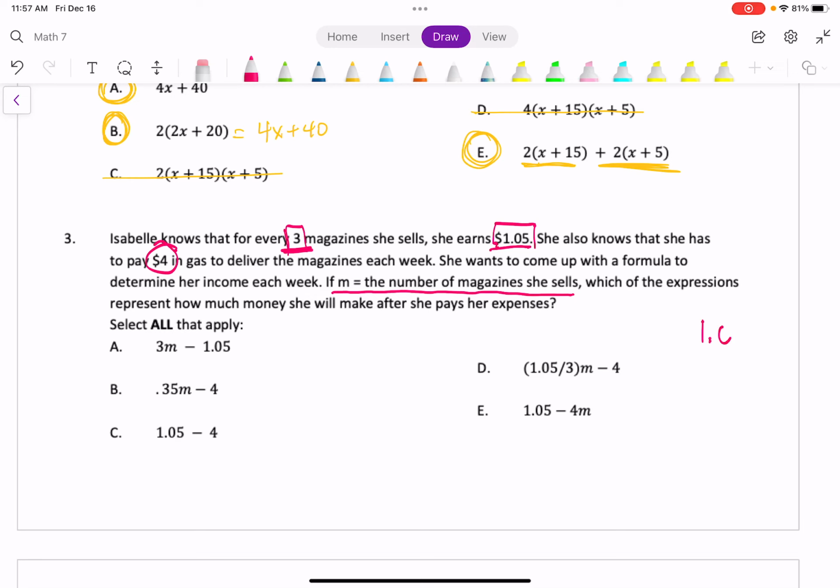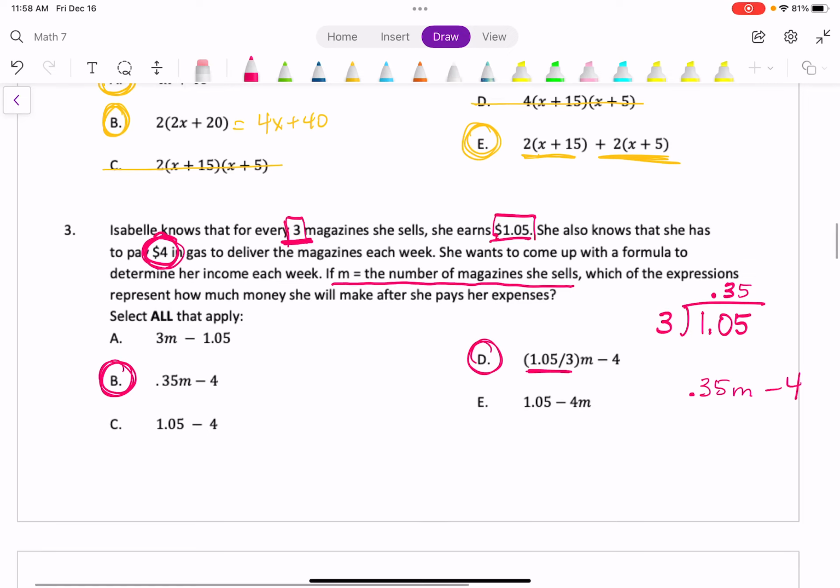So $1.05 divided by 3, you do the math there, pause the video, do the math, is 0.35. She gets 35 cents per magazine. And she has to pay $4 in gas. So B and D works because 105 divided by 3 gives me my 0.35 again.